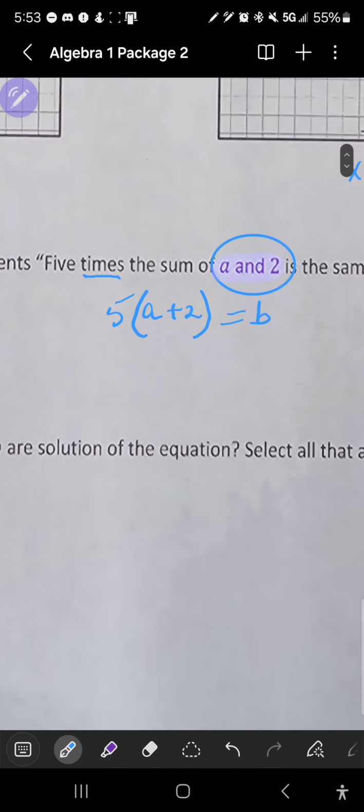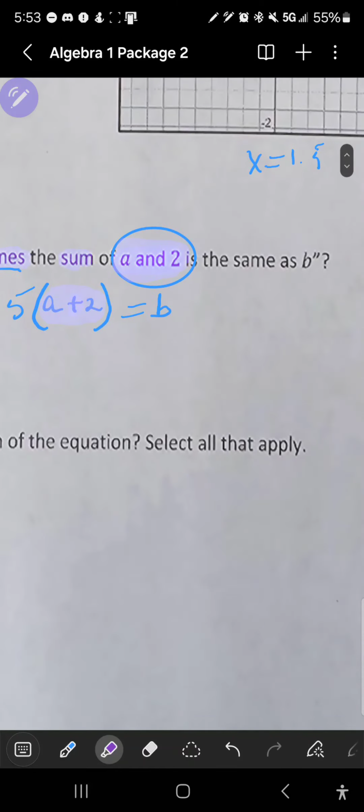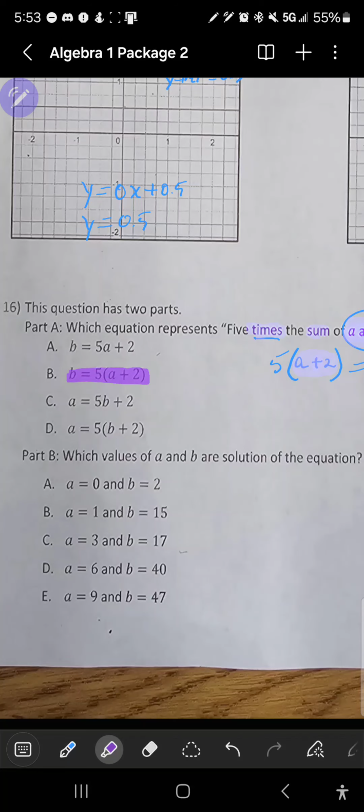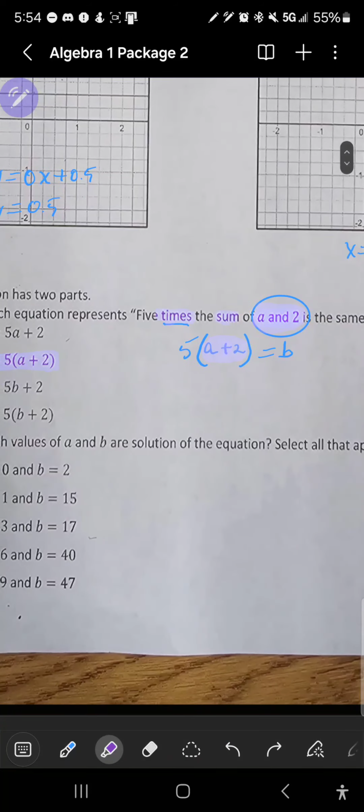The keywords here are times, sum, and A and 2. And that "and" is very important. It is a word that is telling us that we are multiplying 5 by this whole thing because they are together. And now it says that it's the same as B, so it is equal to B. And now I see my answer here. That's exactly what I did. Now you say, why is it not this one, with the A by itself? It is because of the "and". You say 5 times the sum of, which is the sum of these two numbers together. That's the reason it is not A.